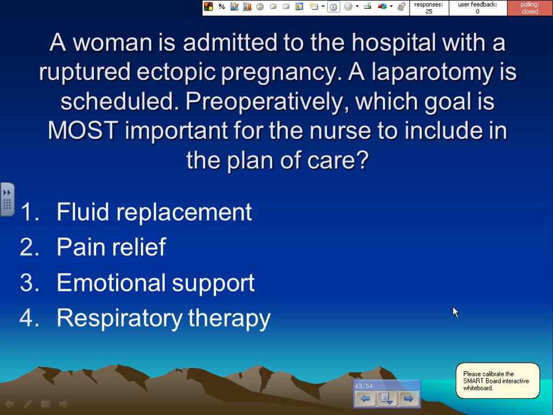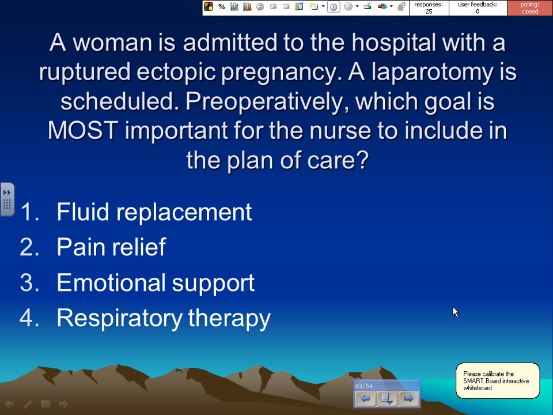Yes. Well, I thought it was ruptured, so she's losing fluid and we would go into surgery. Right, so she's ruptured, so she's losing fluid, and so she might have some issues preoperatively. How about the pain relief? Yes. Again, it's ruptured, and that's really painful, and so you're going to want to treat the pain. Okay.